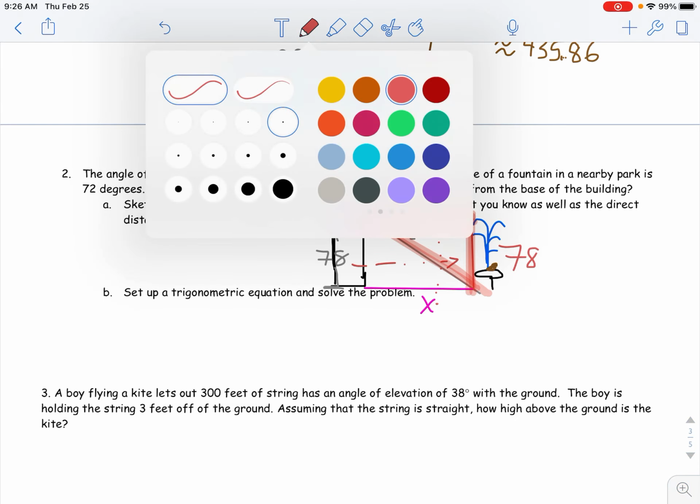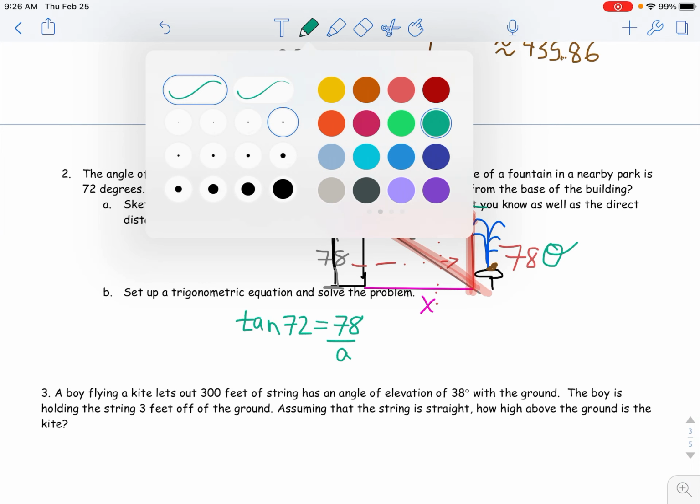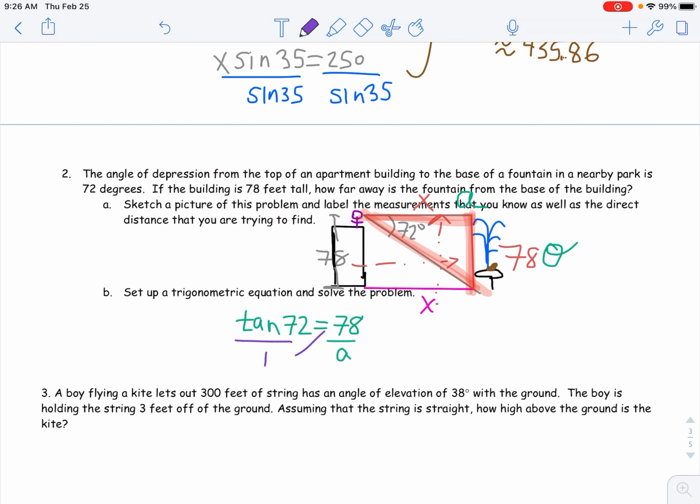So in this case right here, with respect to angle 72, we have the opposite side, we have the adjacent side. So that uses tangent. Tangent, TOA, SOHCAHTOA, tangent is opposite over adjacent. So tan 72 equals 78 over A. Then we're just going to cross multiply. A tan 72 equals 78. Divide both sides by tan 72.